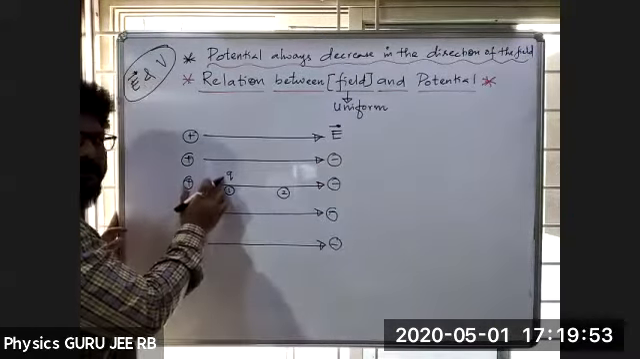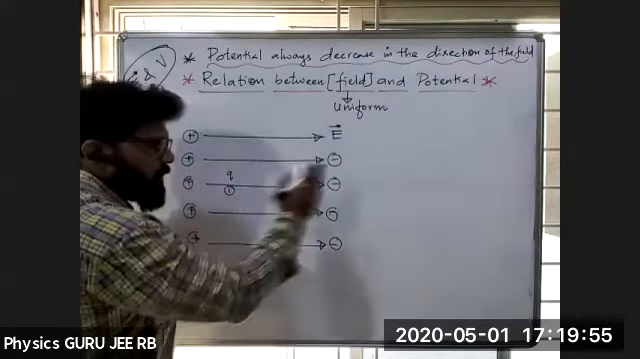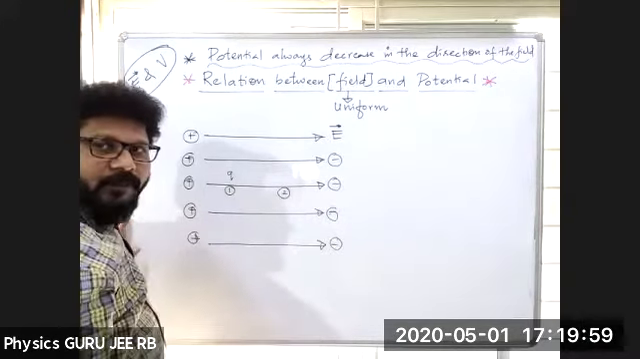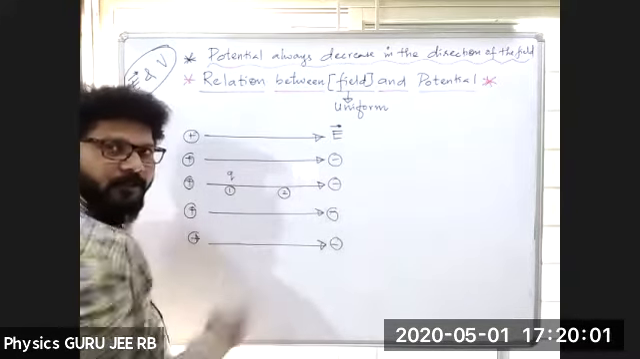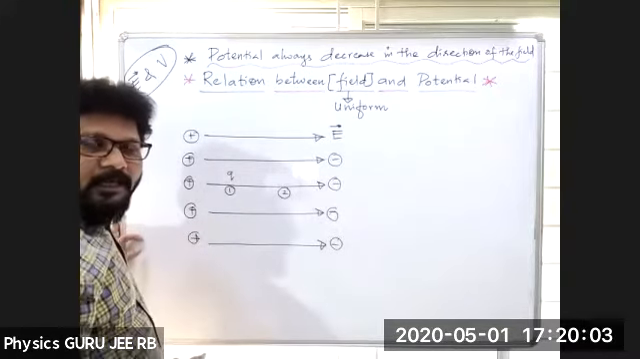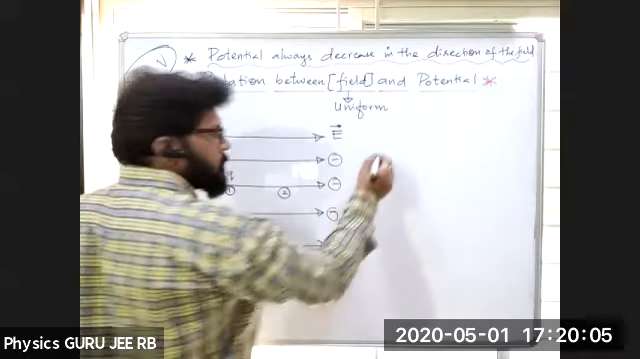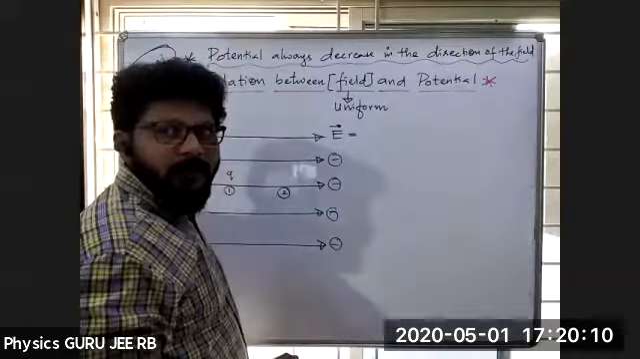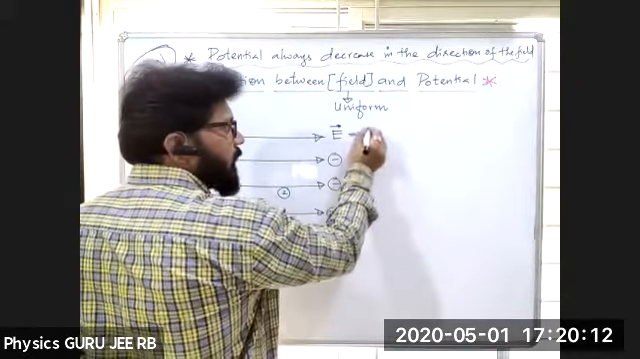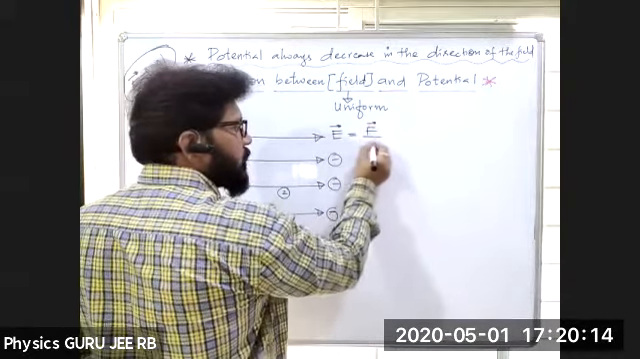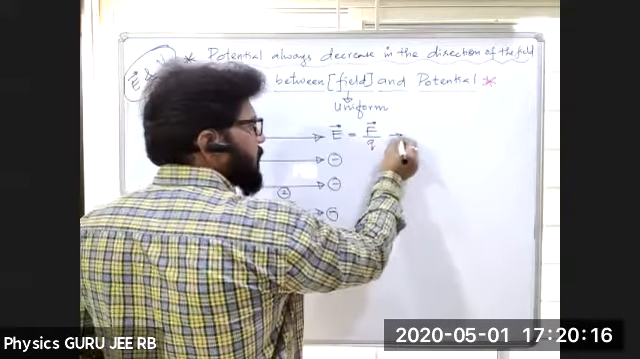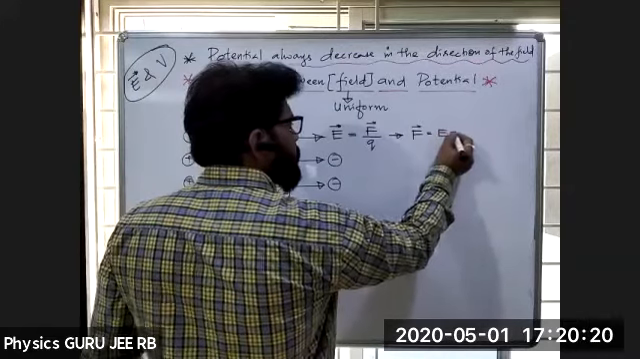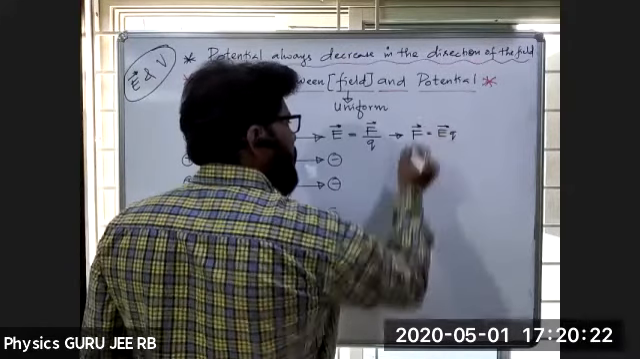So if I take this as a positive charge, immediately it will get repelled and move in the direction of electric field. It will move away. There will be some force acting on it. What is that force? What is the definition of E? Can anybody tell the definition of E? Force acting per unit charge. So force acting on it will be F equals E into Q.